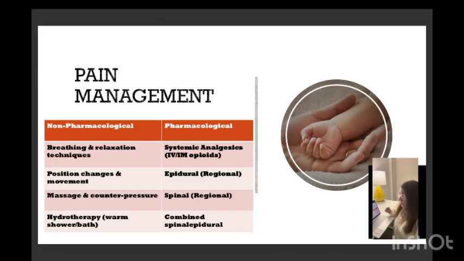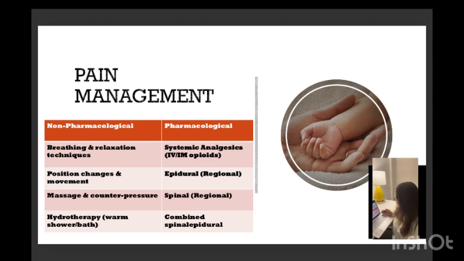So pharmacological. Here we need to be more careful because, for example, with systemic analgesics like opioids, we will use the IV or IM route, intramuscular or intravenous. But we don't want to administer opioids if delivery of the baby is less than 4 hours away, because it can cross the placenta and affect the baby, so we need to be careful with that.